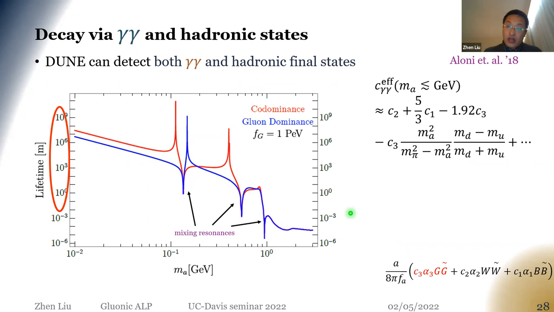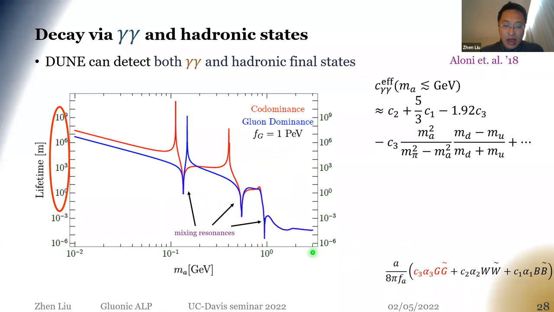First of all, DUNE is a fixed target experiment, a 120 GeV beam on protons at rest. The center of mass energy is low, so I'm really only probing the low mass axions. So then below GeV, I have to calculate all the exclusive modes, and depending on the Wilson coefficients, it becomes more tricky. For instance, the effective axion-photon coupling has several contributions like this. There are even a lot of cancellations between different terms, et cetera. So the lifetime calculation is a bit more complex.